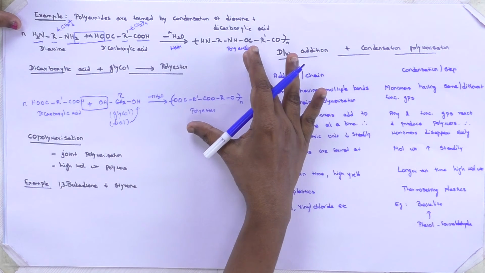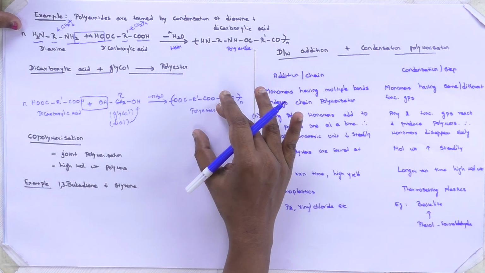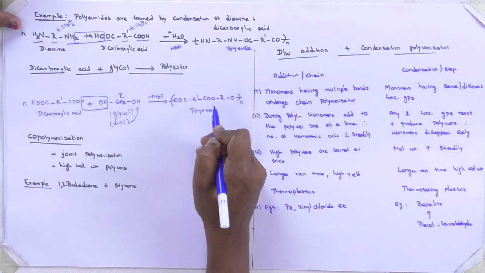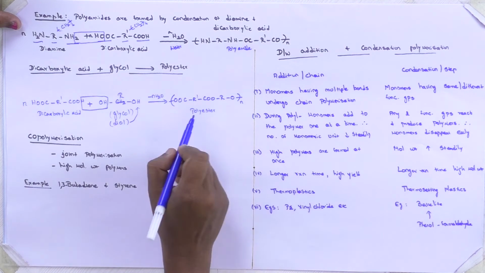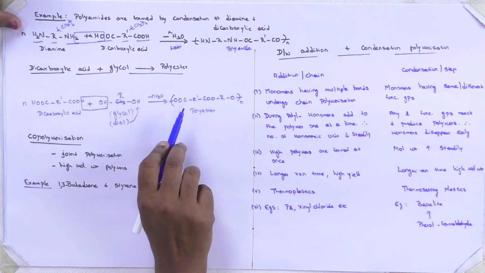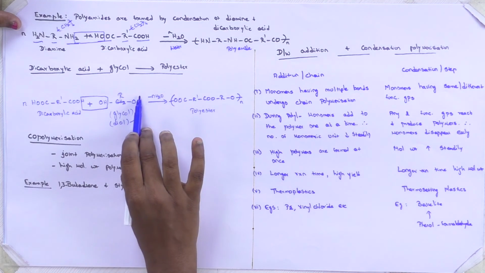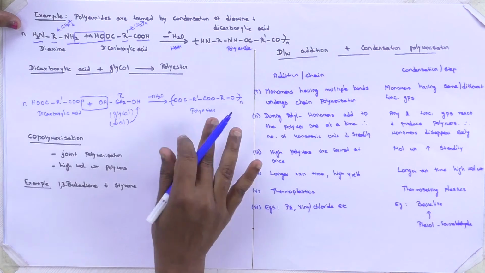As you can see from the examples, high molecular weight polymers compared to what we have in addition polymerization are formed here, and you can see essentially that the monomer and the polymer are not integral multiples. Whatever polymer is formed, it is not an integral multiple of the monomer, because there is loss of a simple molecule during this process.